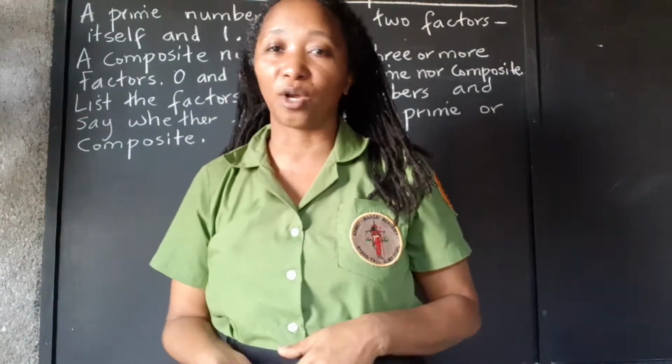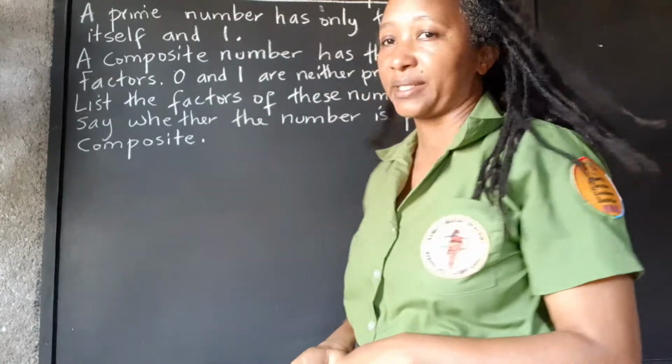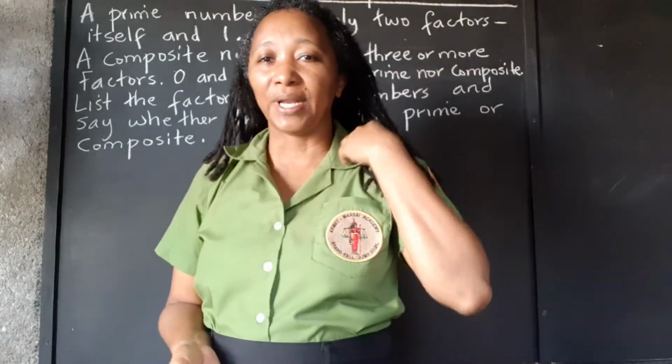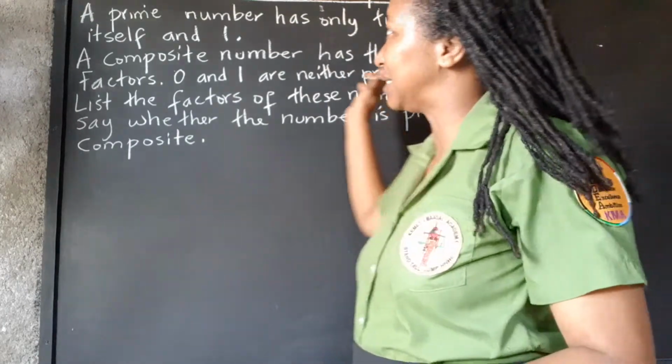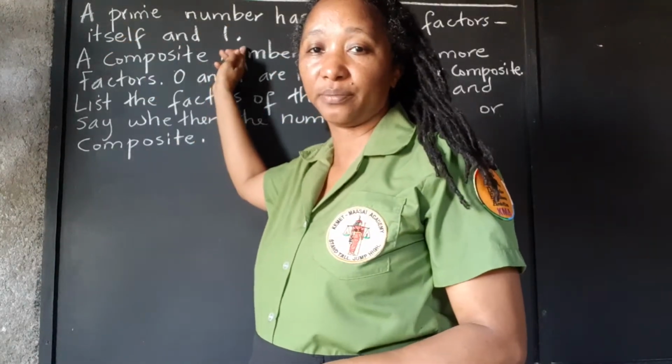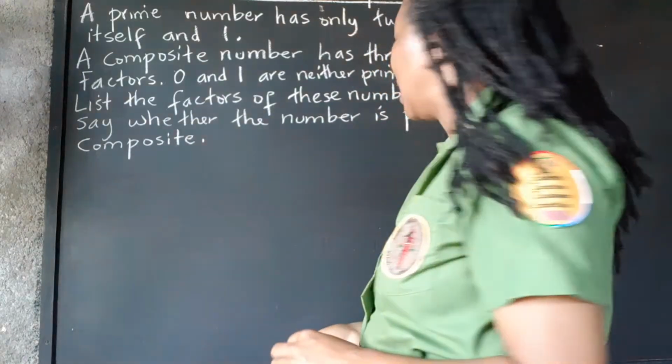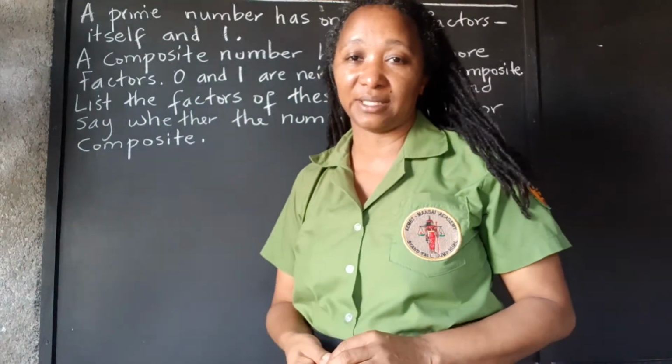This morning we're going to be looking at prime numbers and composite numbers. Right? So let's look at the definition. A prime number has only two factors, itself and 1. A composite number has 3 or more factors.